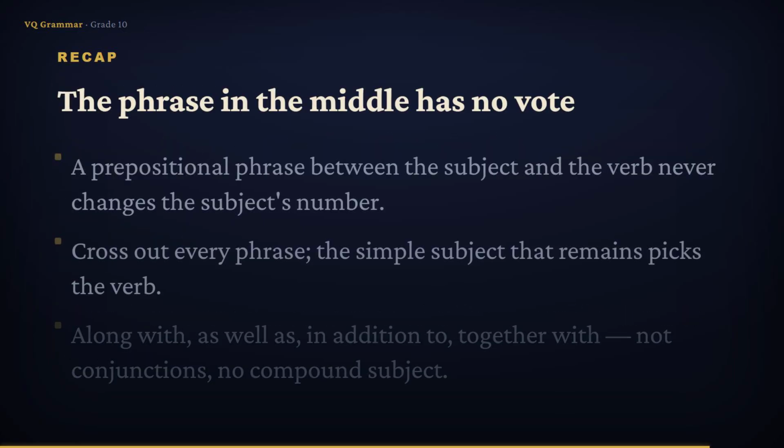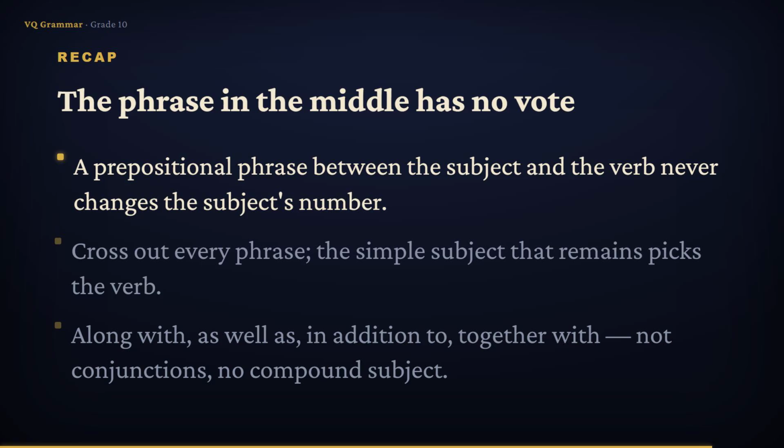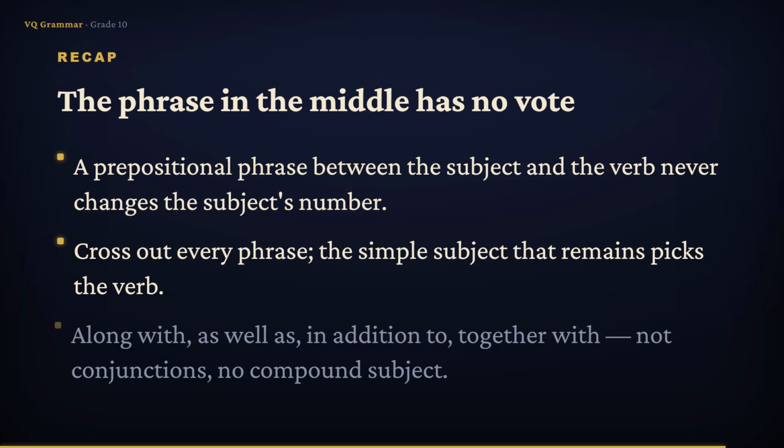Let's gather it all up. When a prepositional phrase comes between the subject and the verb, it never changes the number of the subject. The object of a preposition is not the subject, and it never will be. So cross out every phrase, find the simple subject that remains, and match the verb to that word and to nothing else. The box of nails is heavy. The players on the team are ready.